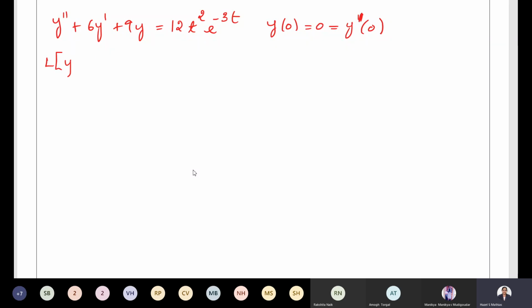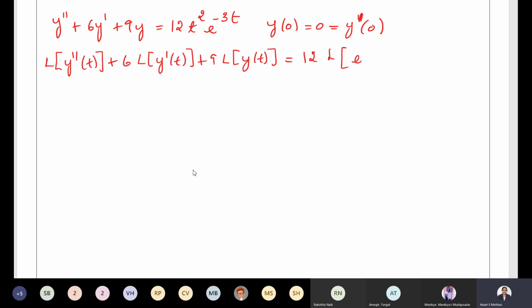So apply Laplace transform on both sides. What do we get? Laplace transform of y double dash of t plus 6 into Laplace transform of y dash of t plus 9 into Laplace transform of y of t, that is equal to 12 into Laplace transform of e power minus 3t into t square. Is it correct, everybody, after applying Laplace transform on both sides? Yes, ma'am.